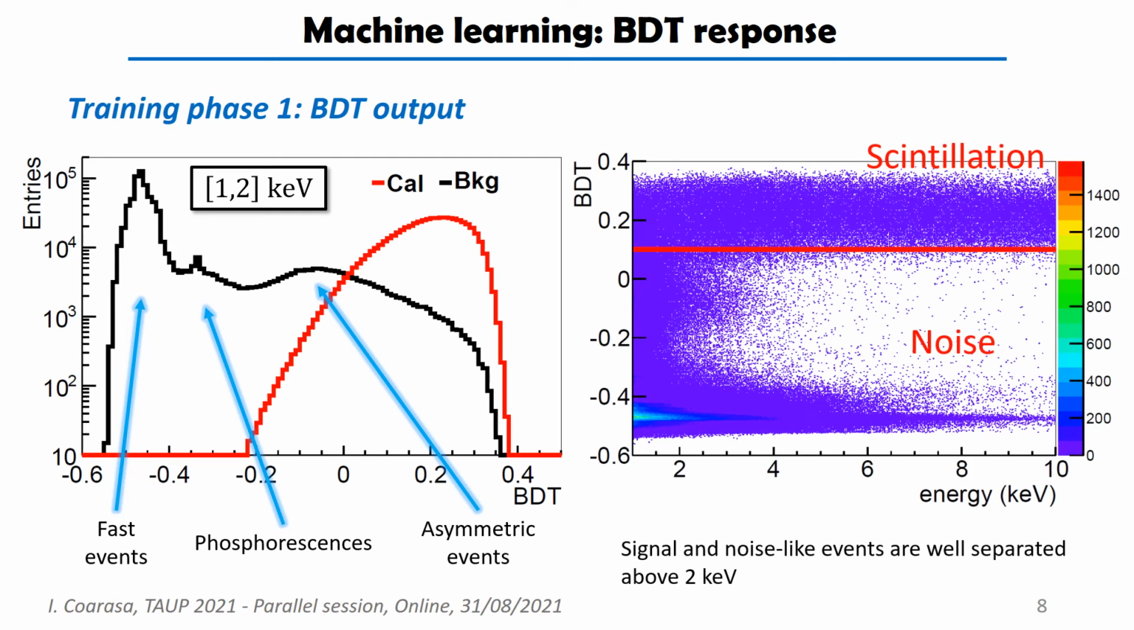If we plot how the VDT score is distributed as a function of energy, we see that events with energy above 2 keV are clearly separated into two bands. The upper one corresponds to scintillation and the lower one to noise. However, below 2 keV, both populations overlap.